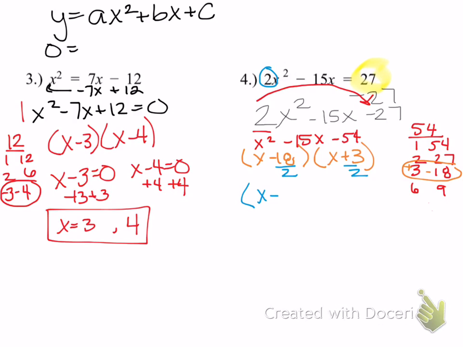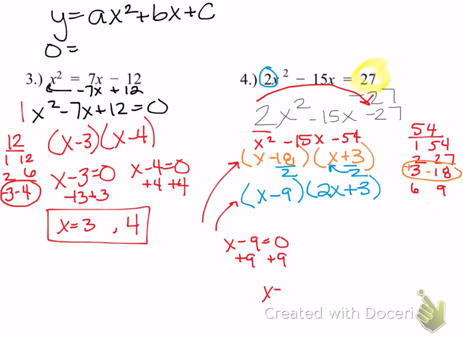So I have x minus 9. And I can see that this one does not simplify, so I put the 2 in front. So I have 2x plus 3. Well, again, remember, I need to find what the zeros are. So I have to take the information and set it equal to 0. You can either set this equal to 0 and solve it, or this equal to 0 and solve it. So if I look at the first one, I've got x minus 9 equals 0. If I want to solve it, plus 9 on both sides, x equals 9.